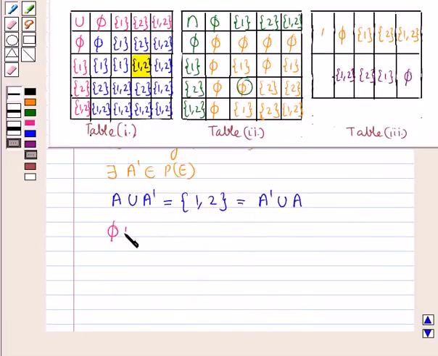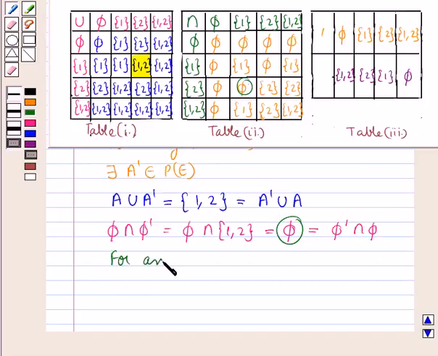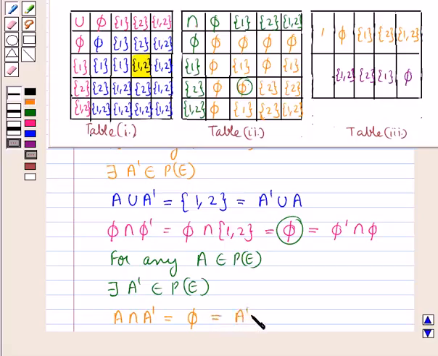Now consider phi intersection phi complement, that is phi intersection the set with elements 1, 2, which is the complement of phi. So from table 2 we observe that this would be equal to phi, and this would also be equal to phi complement intersection phi. Now here this phi is the identity element for the operation of union. So we can say for any element A of the power set E, there exists A complement which belongs to the power set E, such that A intersection A complement is equal to the identity element for the operation union, which is the same as A complement intersection A.